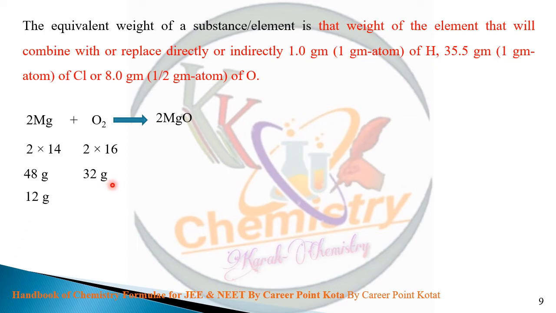Well, if we reduce it, then for 8 gram of oxygen we need 12 gram of magnesium, and this 12 gram is called the equivalent weight of this magnesium. As we have already said, for every 8 gram of oxygen, the weight of any other substance that is combining with this oxygen will be equal to its equivalent weight.